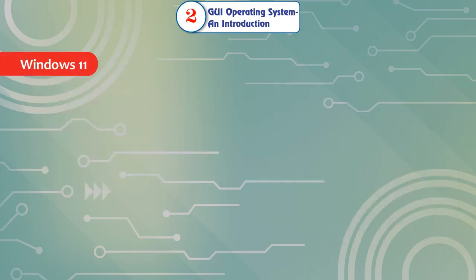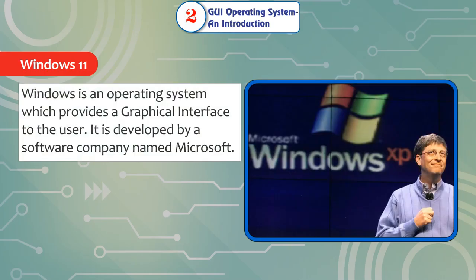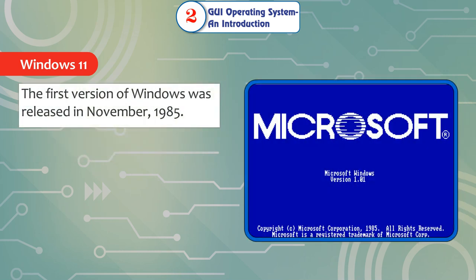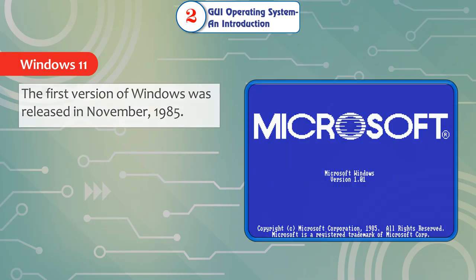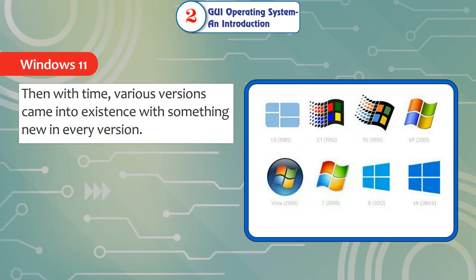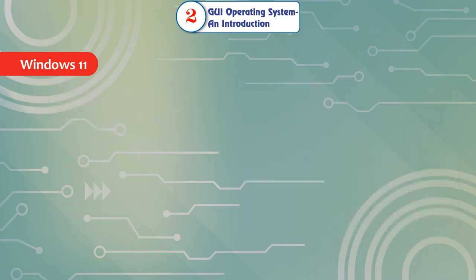Windows 11. Windows is an operating system which provides a graphical interface to the user. It is developed by a software company named Microsoft. The first version of Windows was released in November 1985. Then with time, various versions came into existence with something new in every version.